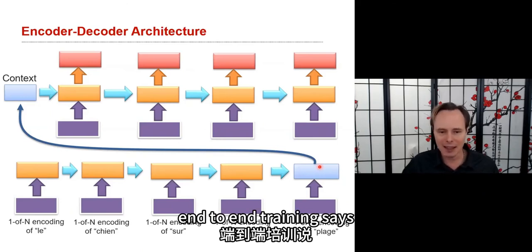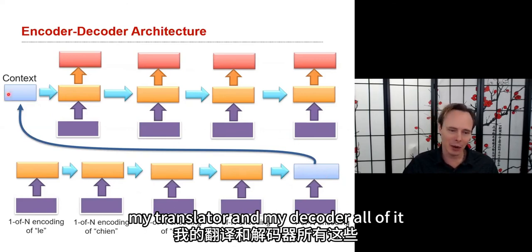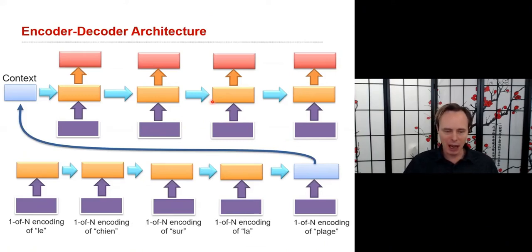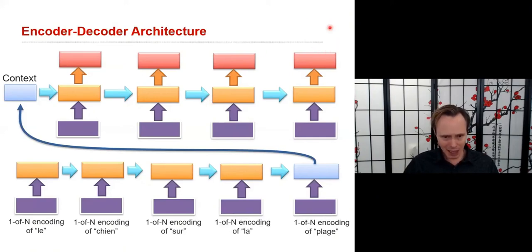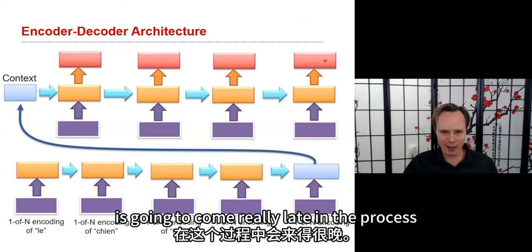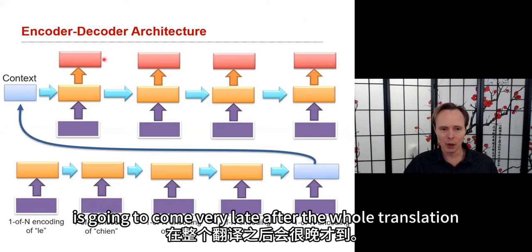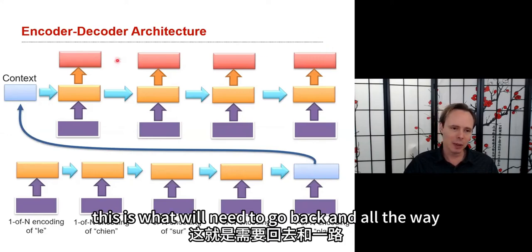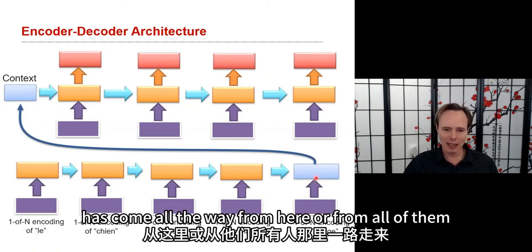End-to-end training says, I will train everything, my encoder, my translator, and my decoder, all of it, I will train it end-to-end. And so my loss is going to come really late in the process, because the loss is going to come very late after the whole translation. This is what will need to go back and all the way. So the gradient coming here has come all the way from here or from all of them.